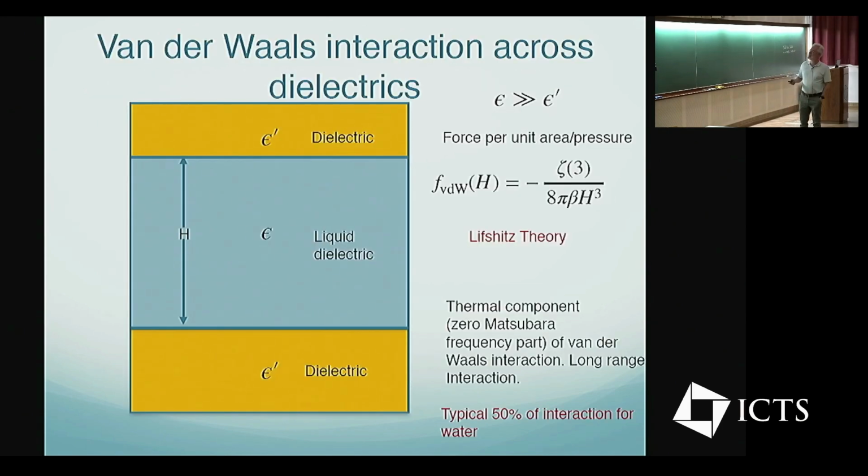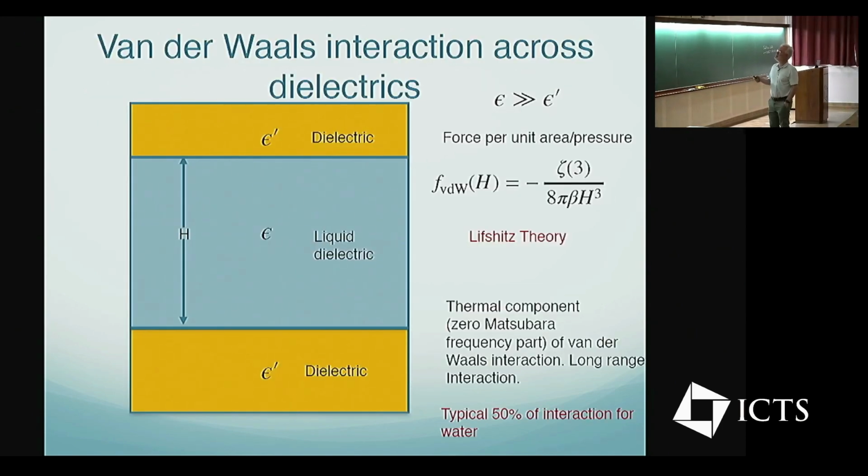Okay, so let's remind you about Van der Waals interactions across dielectrics. Imagine you take two slabs, glass, mica, something like that. You have a dielectric constant of your liquid here, so you have a difference in dielectric constants. What we're interested in is the Van der Waals interaction, which is just due to dipole fluctuations. If you look at the interaction between dipoles, you have a 1 over r to the 6 interaction. If you naively integrate this in this configuration, you find this 1 over h cubed.